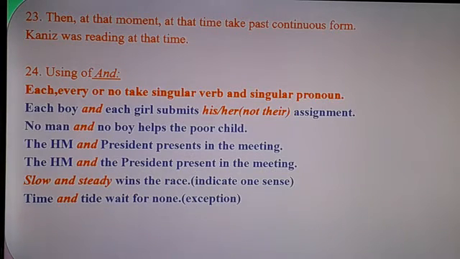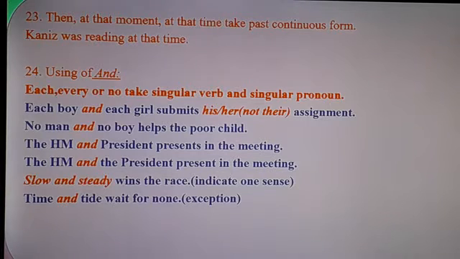So I think, have a look. Slow and steady wins the race. That indicates one sense. Slow and steady, that indicates one sense, and that is why it is third person singular number. And the next one, time and tide wait for none. This is an exception in this case.